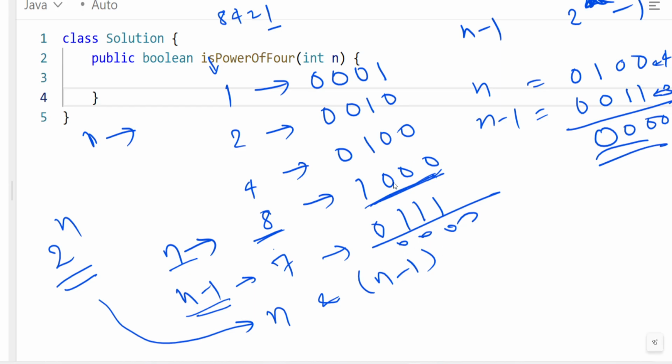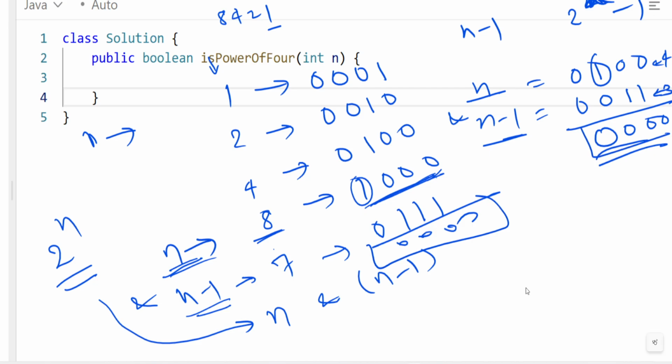This means the single bit in n, either here or here, there is a single bit. It becomes 0 in n minus 1, and so everything else doesn't align to make a 1 in the AND operation. If you apply AND here, everything becomes 0. So this is the thing we have to understand.